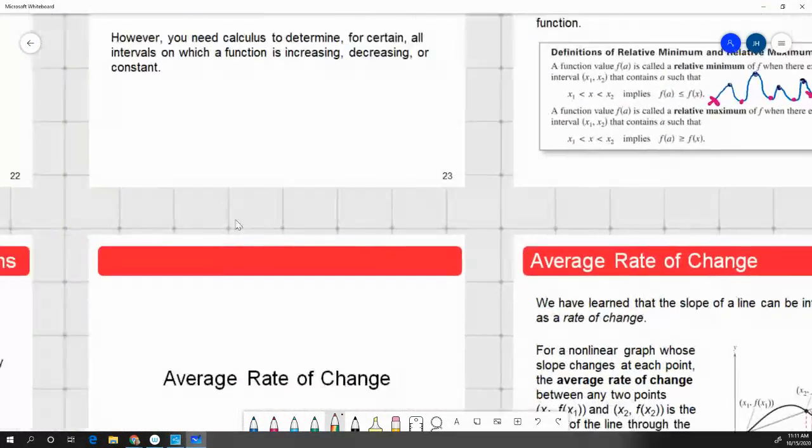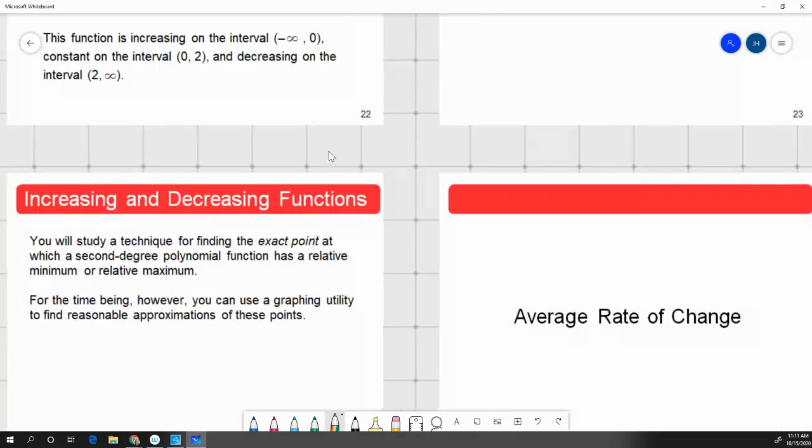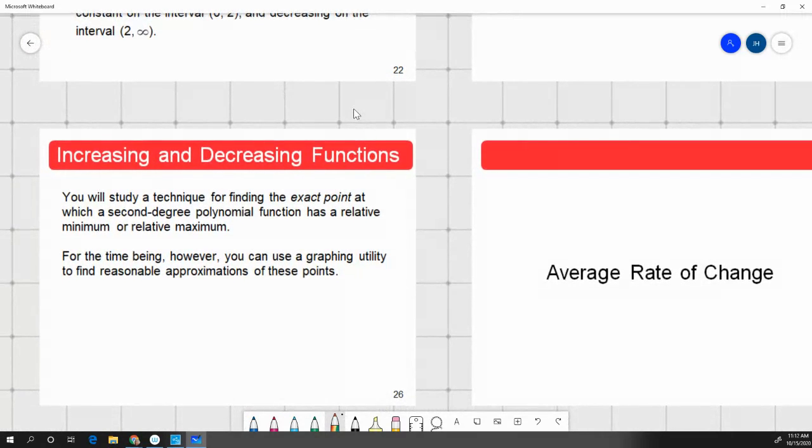I don't remember how many of these I have. 4. Okay.